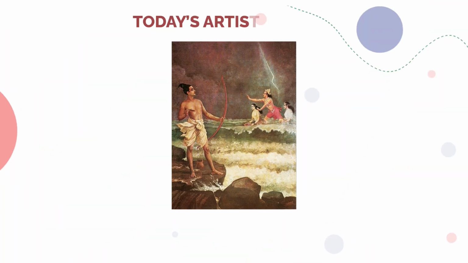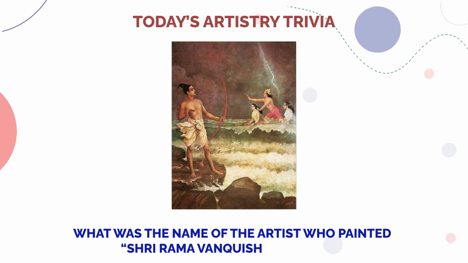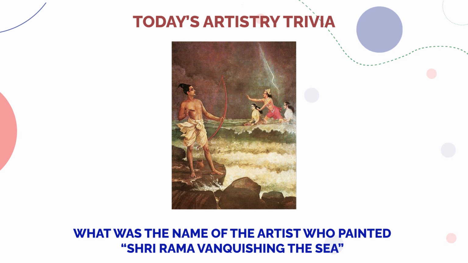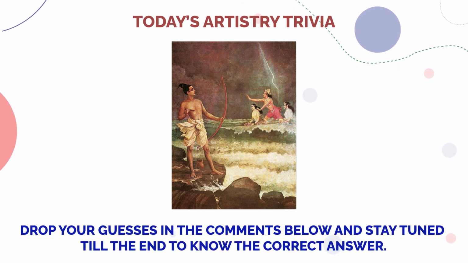For today's artistry trivia, in art history, what was the name of the artist who painted Shri Ram vanquishing the sea? Drop your guesses in the comments below and stay tuned till the end to know the correct answer.